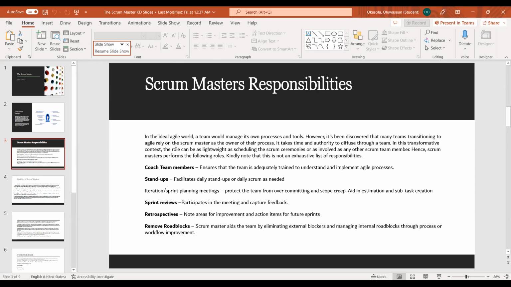Then the Scrum Master removes roadblocks. So the Scrum Master aids the team by eliminating external blockers and managing internal roadblocks through process or workflow improvement.